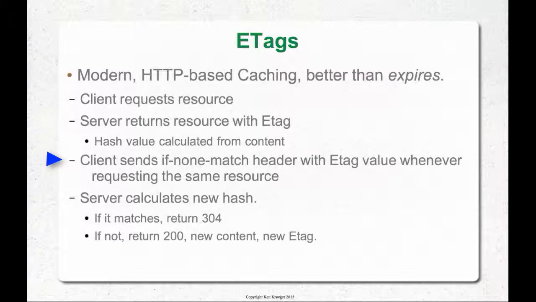Now, at a later time, if the client makes a request for the same resource, the same URI, it will send along the ETag value within a different header called If-None-Match. In effect, the client is saying, I would like this resource, and this key represents what you sent me last time.